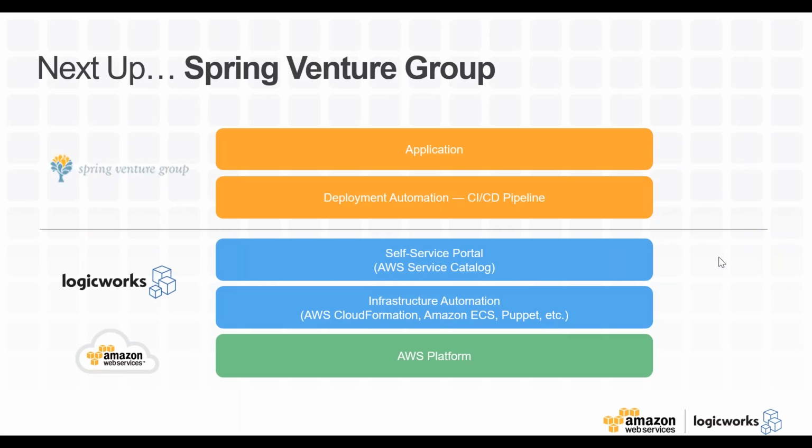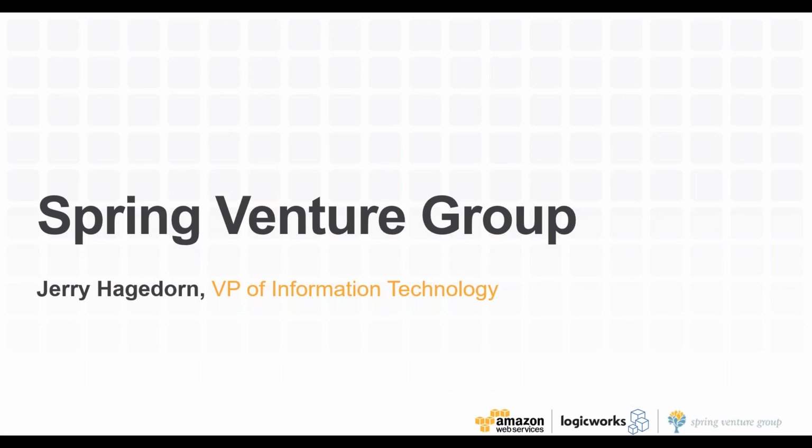Thanks, Chuck. Thanks for taking us through the core parts of DevOps. For this part of the webinar, I would like to welcome Jerry Hagedorn. He is the VP of Information Technology at Spring Venture Group. He has 21 years of software development experience, as well as architecture and leadership under his belt. He came from the Department of Agriculture, driving change for 10 years, then joined Spring Venture Group in January 2016. Welcome, Jerry. Thank you, Ron.